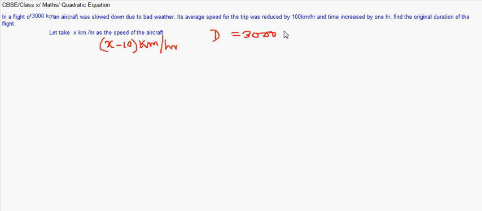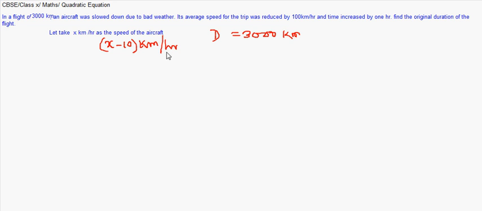Before doing so, the speed is also not given. Let's take x kilometer per hour as the speed, original speed of the aircraft. Now they say the speed of the trip was reduced by 100 km per hour, so it becomes x minus 100 km per hour once the speed changes. The distance is given to be 3,000 kilometers.